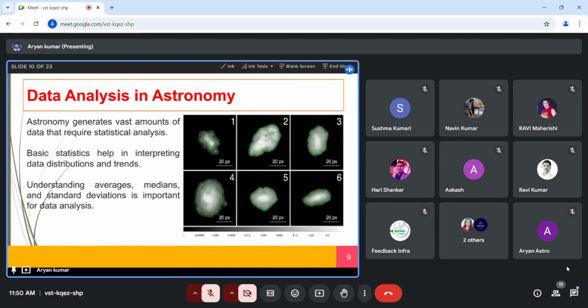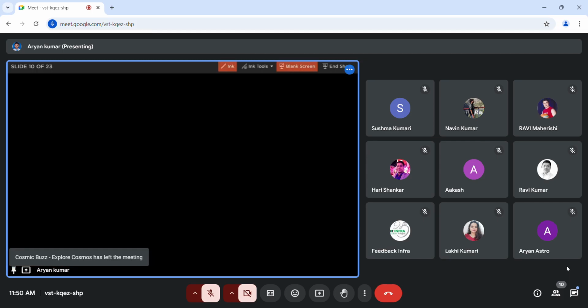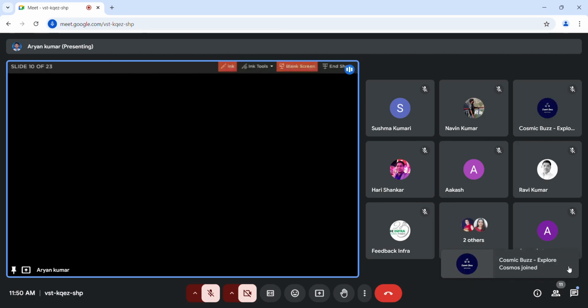Moving to Akash's question, what is Hubble's law? The Hubble law equation is V equals H multiplied by D, where V is velocity in kilometers per second, H is the Hubble constant in kilometers per second per megaparsec, and D is distance in megaparsec.